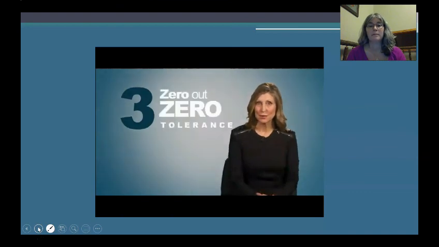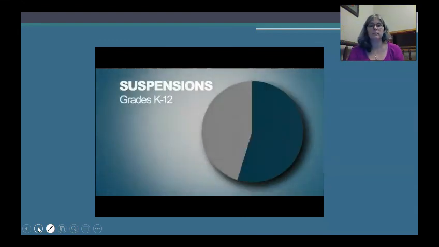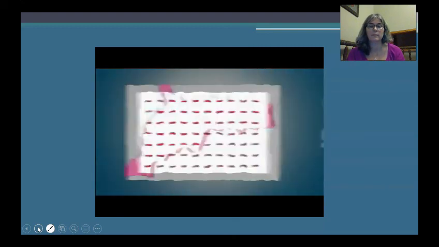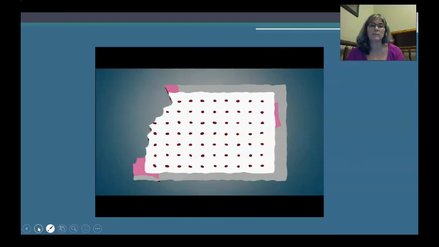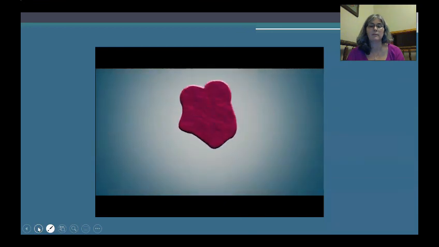Zero out, zero tolerance. Boys are nearly 5 times as likely to be expelled from preschool as girls, and in grades K through 12, boys account for nearly 70% of suspensions. Now, this is often for minor acts of insubordination, and sometimes for entirely innocent behavior. Policy. Josh Welsh, age 7, was recently sent home from his Maryland school for nibbling off the corners of a strawberry Pop-Tart into the shape of a gun.